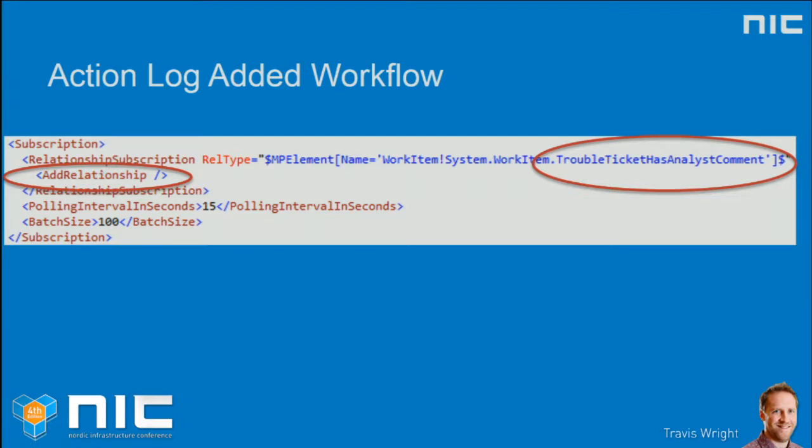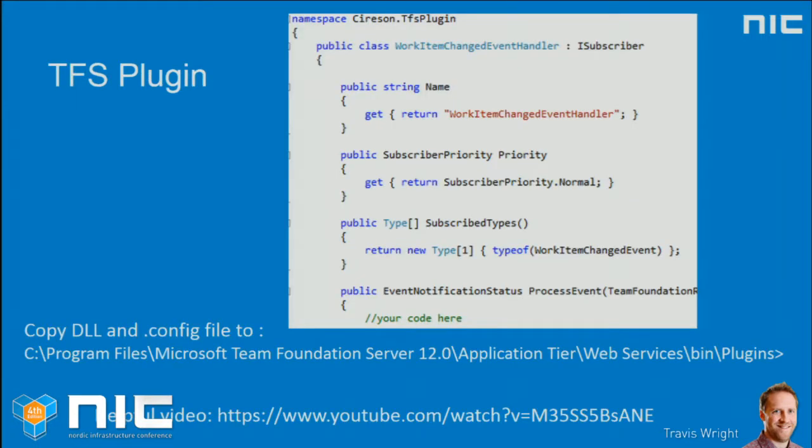Okay, then on the TFS side, we want to monitor for work items that are updated. Either the TFS work item status changes to closed, in which case we want to update the Service Manager work item, or we want to take a comment that's added to the history of a TFS work item and copy that into the action log of the work item in Service Manager.